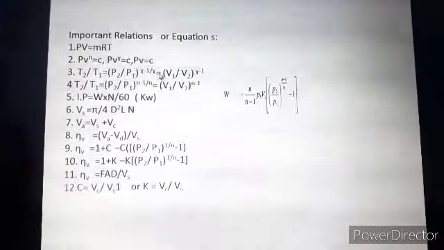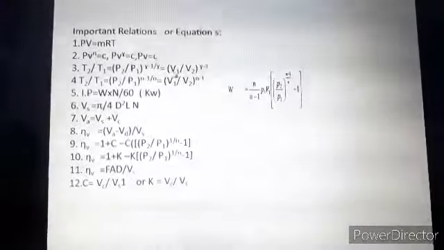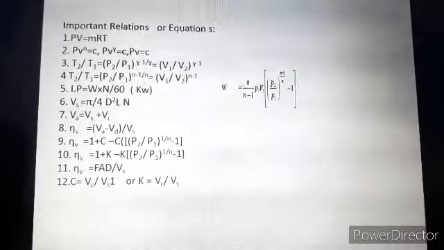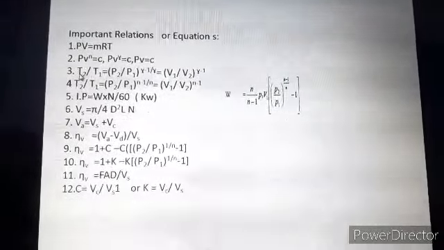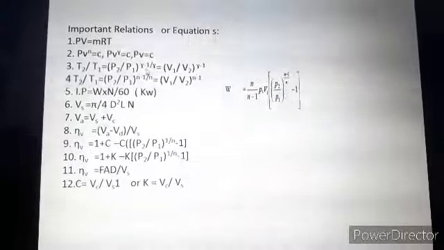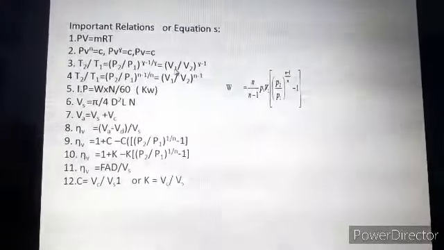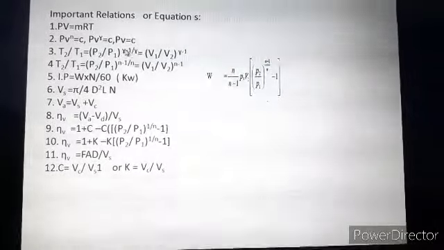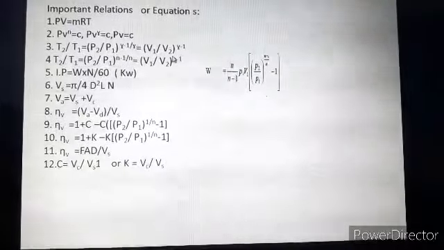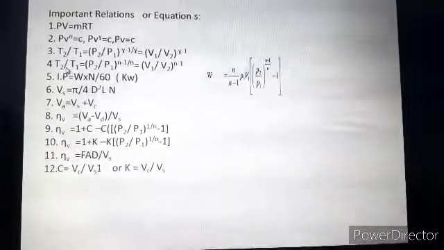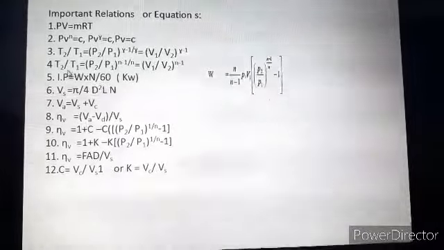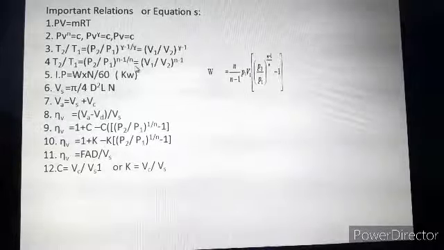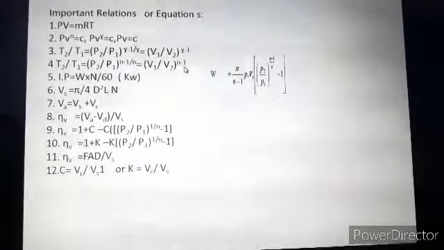Then we have to refer to the relation between temperature ratio, volume ratio and pressure ratio for the polytropic or adiabatic process. Equation 3 is the relation for the adiabatic process: T2/T1 = (P2/P1)^((gamma-1)/gamma) = (V1/V2)^(gamma-1). When the process is polytropic, the expression is T2/T1 = (P2/P1)^((n-1)/n) = (V1/V2)^(n-1).